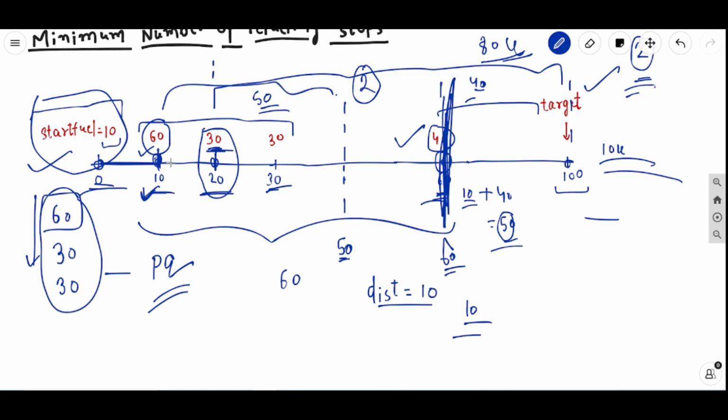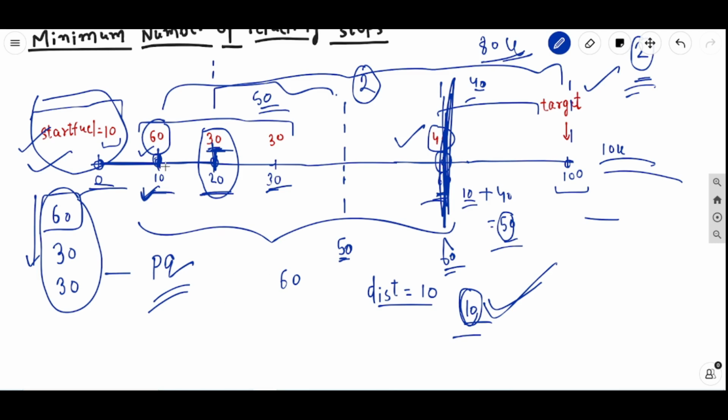Now to reach position 20, I will require 10 units of fuel, and initially we just had 10 units of fuel. To reach the 20th position I require an extra 10 units, and that means those extra 10 units have to be arranged from somewhere, which will be taken from the intermediate stations present in between the way, before position number 20 and after position number 0.